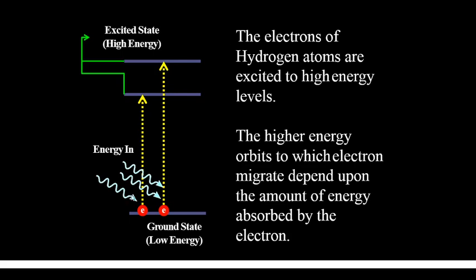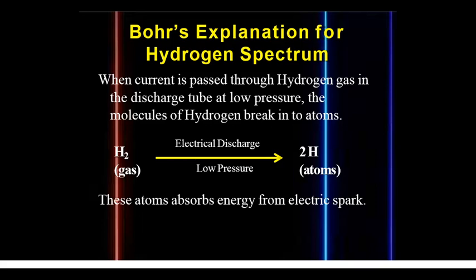When one photon is absorbed, the electron jumps into the first excited state. If the electron gets 2 photons, what happens? The electron jumps into a higher excited state. So the electrons of the hydrogen atoms are excited to higher energy levels, and the higher energy level to which the electron migrates depends upon the amount of energy absorbed by the electron. So I repeat, in order to get a hydrogen spectrum, we took hydrogen gas, and under low pressure the hydrogen gas splits into hydrogen atoms, and these atoms absorb energy from the electric spark.